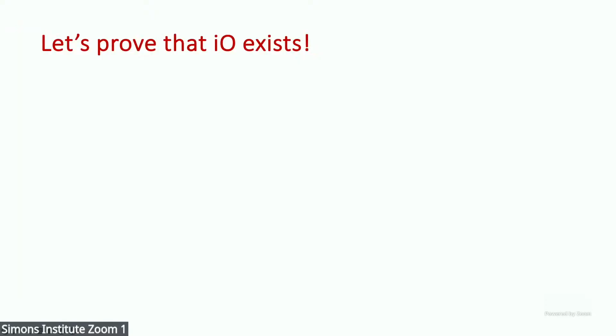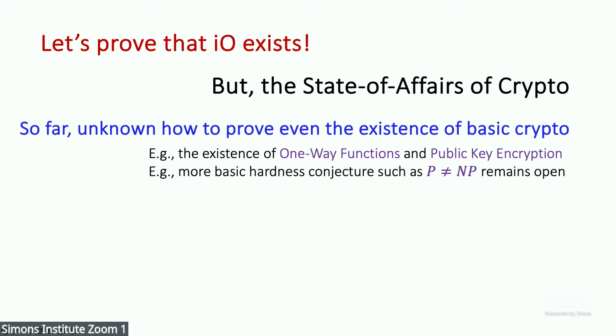Cool. So let's do it. Let's prove that I/O exists. Let's get into the main focus of this tutorial. Well, first, let's always take a step back and recall with due humility how little we know, right? So we cryptographers have accomplished a lot. Certainly, we can be proud of what we've done, but we also have to acknowledge we actually don't know how to prove that anything exists. Anything useful, almost anything useful. We don't know how to prove that one-way functions exist. We don't know how to prove that public key encryption exists.